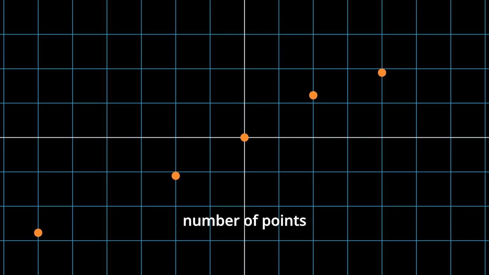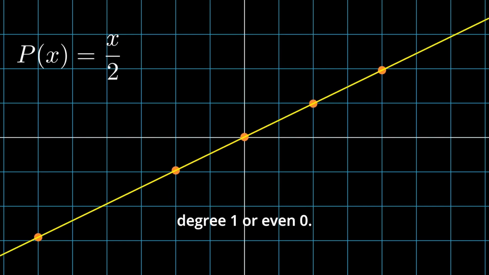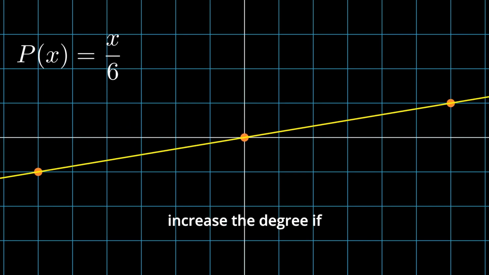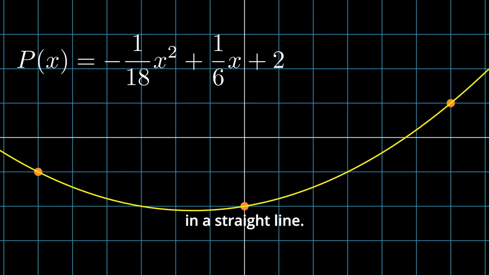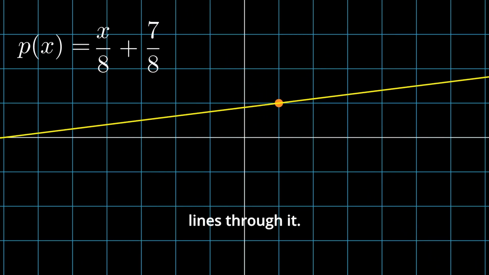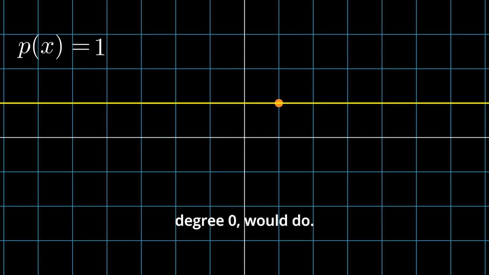We can have an infinite number of points in a straight line, aka polynomial of degree 1 or even 0. The thing is, we will have to increase the degree if the points weren't in a straight line. And if you paid attention, we increased it by 1 in this case. Remember this point. Let's start with 1 point. We could pass an endless number of lines through it. So a constant function, aka a polynomial of degree 0, would do.